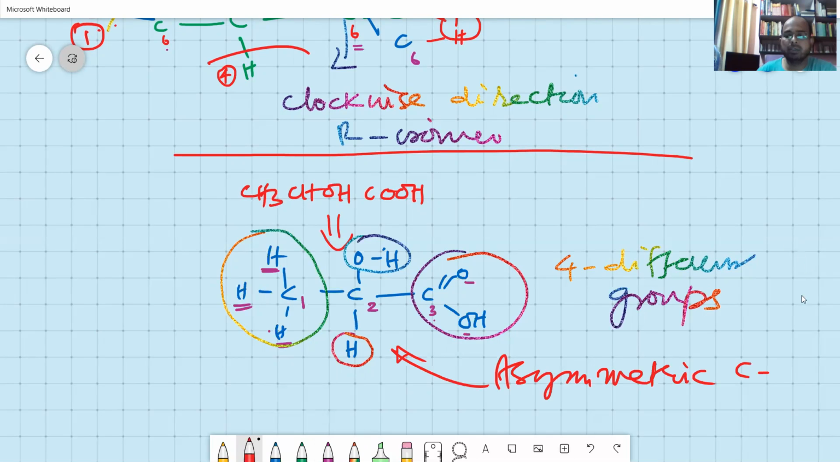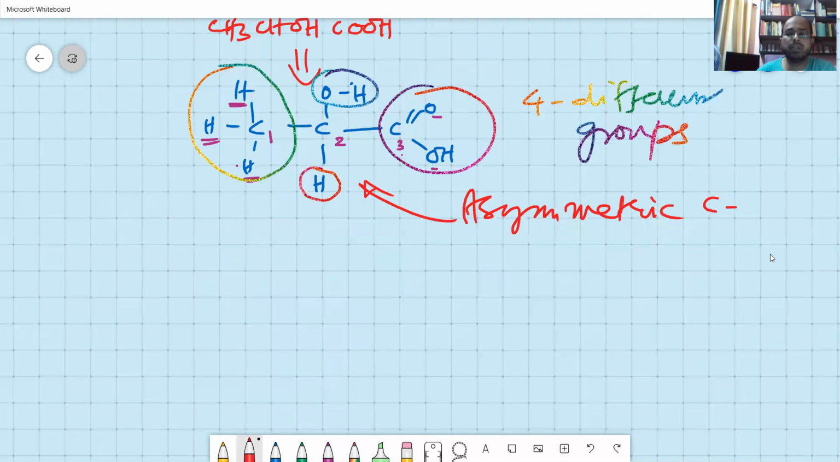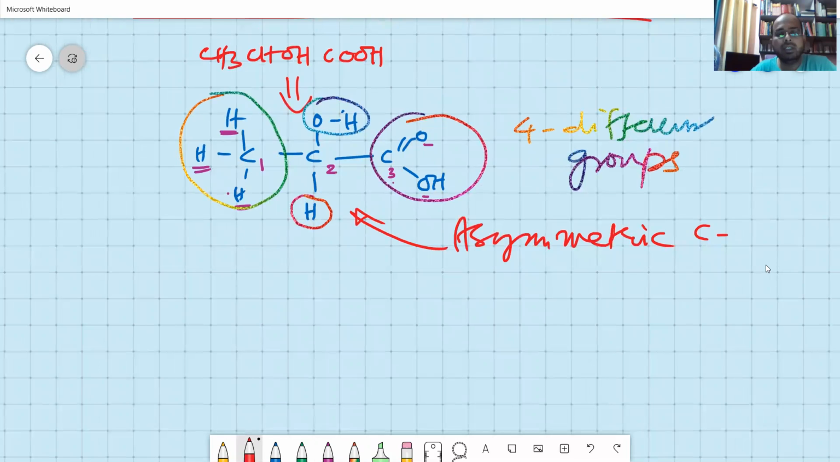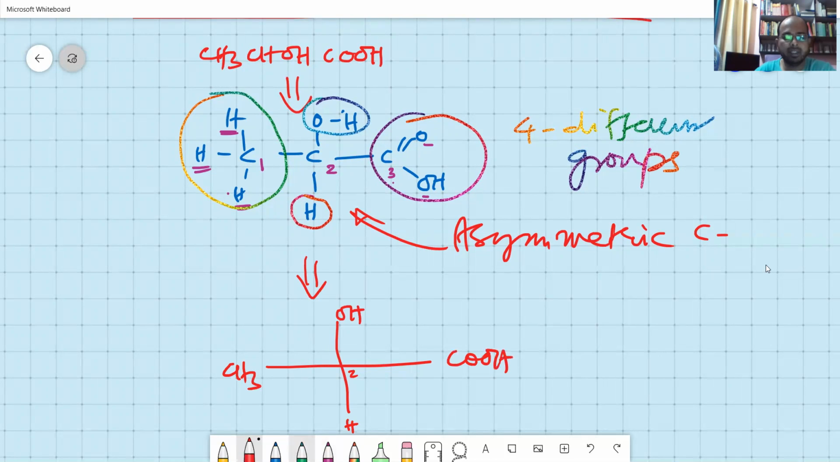So when you have 4 different groups, this becomes asymmetric in nature. Asymmetric carbon atom has the property of rotating plane polarized light to the left or right. And by going that way, you can write again this structure with the asymmetric carbon atom at the center, C2 is at the center. Here you have H, here you have CH3, here you have OH, and here you have COOH. If you look into the priority, this is the 4th priority. This is the first priority because oxygen is 8, here you have 6, here you have 6.